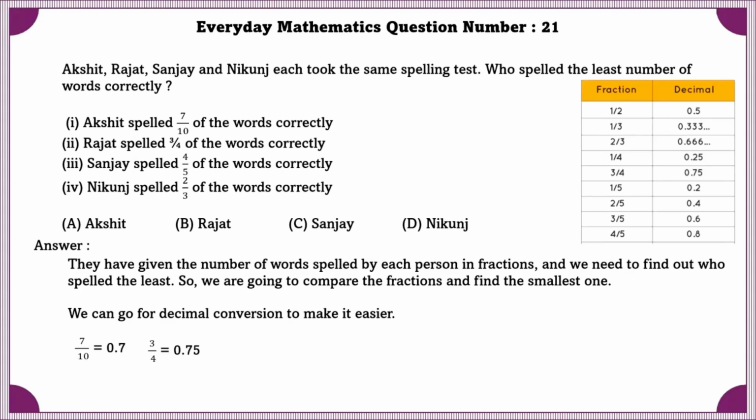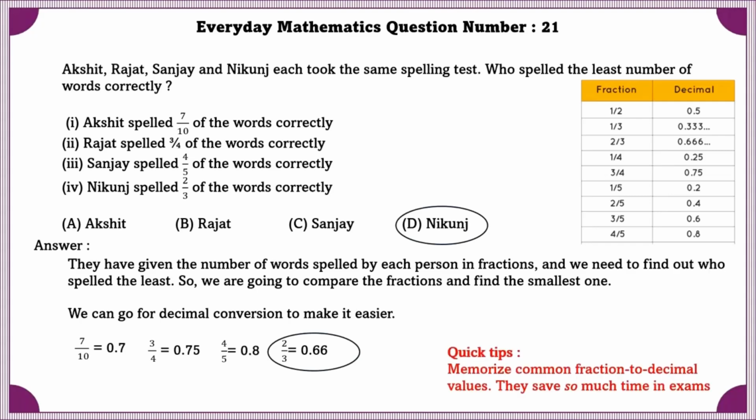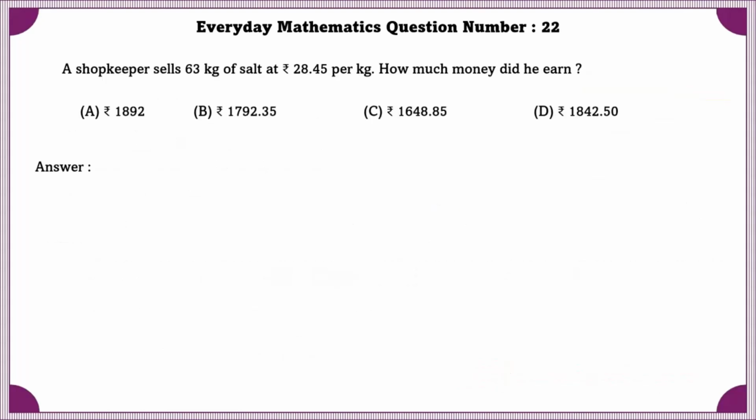7 by 10 is equal to 0.7. 3 by 4 is equal to 0.75. 4 by 5 is equal to 0.8. And 2 by 3 is equal to 0.66. Here we can see that 0.66 is less. So the D option is the correct option. Quick tip. Memorize common fraction to decimal values. They save so much time in exams.